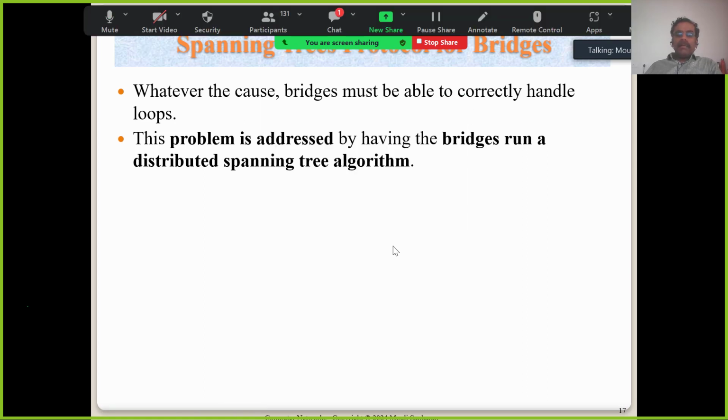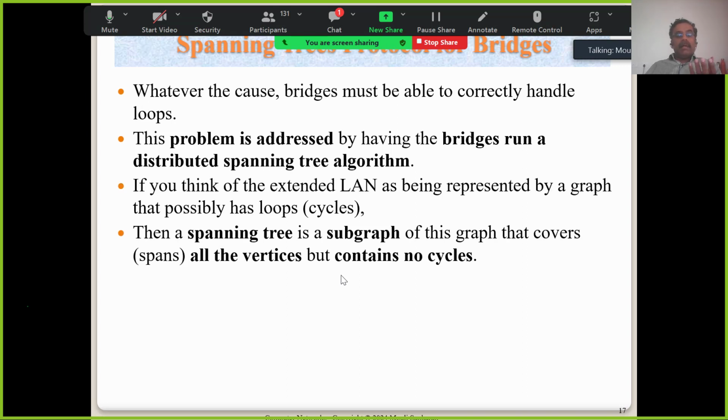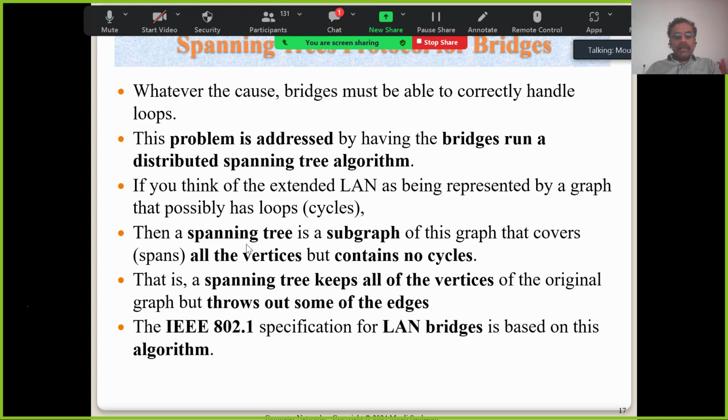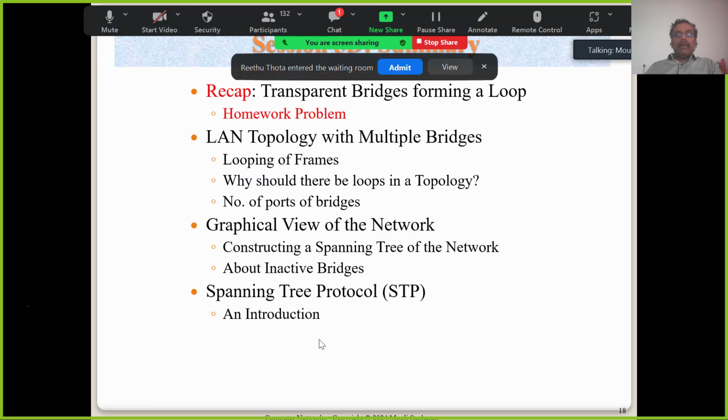Seven more minutes. Thank you, Aditi. So this problem is addressed by having the bridges run a distributed spanning tree algorithm. If you think of an extended LAN as being represented by a graph, a spanning tree is a subgraph. The entire thing is a graph. A spanning tree is a subgraph with all the vertices, connected, and with no cycles inside the graph. A spanning tree keeps all the vertices of the original graph but throws out some edges. The 802.1D specification for LAN bridges is based on this algorithm. Okay, that's all in this discussion.